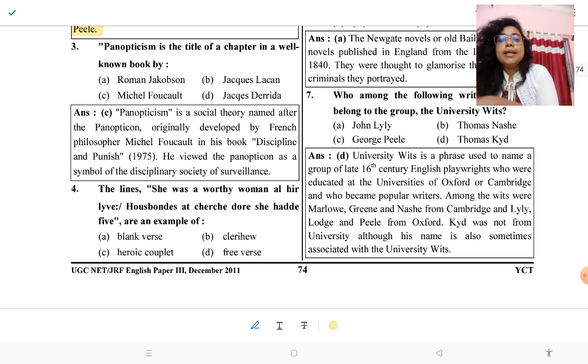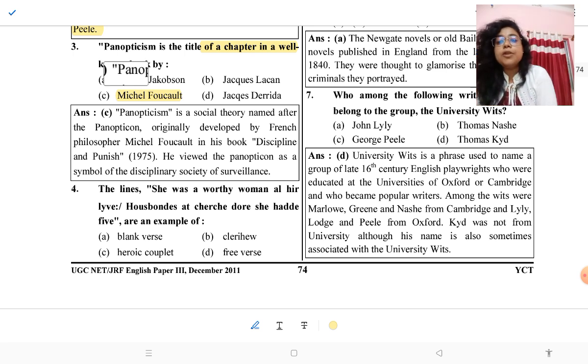Panopticism is the title of a chapter in a well known book by Michel Foucault. As I already made a video about Michel Foucault, you can watch it in the playlist of literary theory that I created. So panopticism is the title of a chapter where he criticizes our society, how we now, through CCTV, try to panopticize the people.